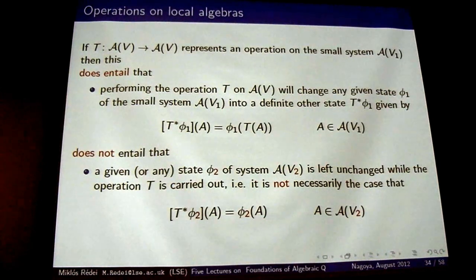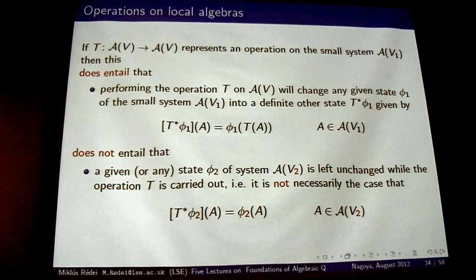Okay. Now, if you have a local system in which the operation T on the large system represents an operation on the small system, then of course you can consider the state change in the large system which is caused by performing this operation T. Even if this represents an operation on the small system, this entails that if you perform that operation on the large system, it will change any given state of the small system into a definite other state, V star phi 1. But this doesn't entail that the change caused by that T on the large system is such that if you restrict the large system state to the other system, then that restriction coincides with that system state before the operation has been carried out.